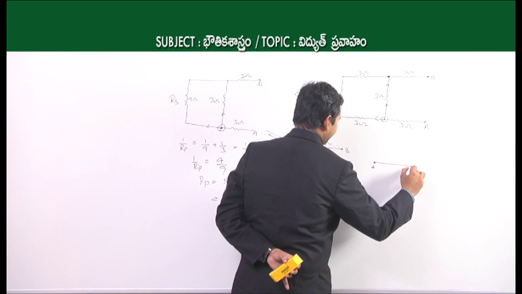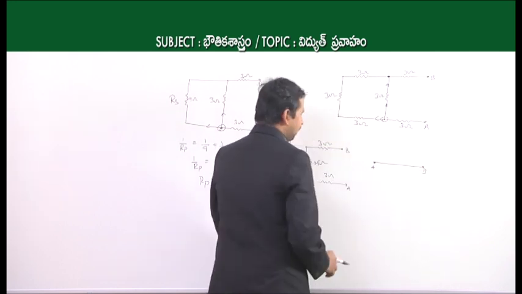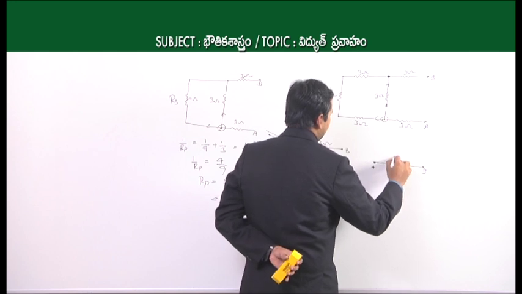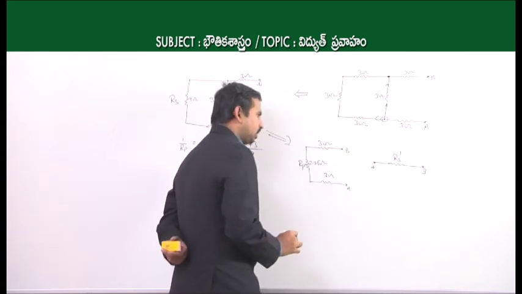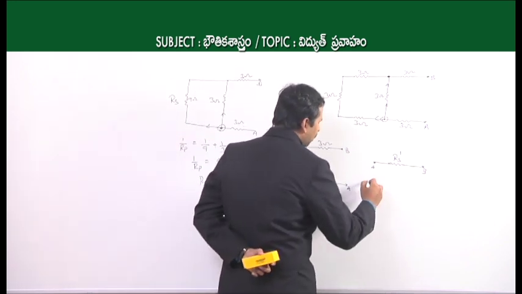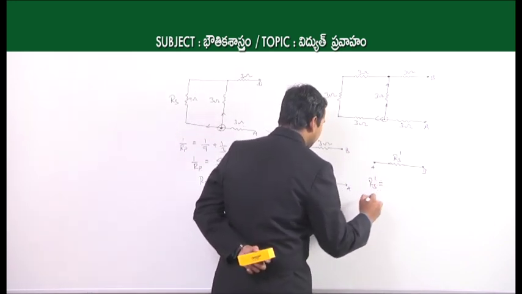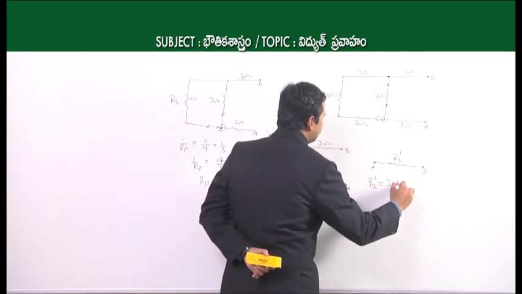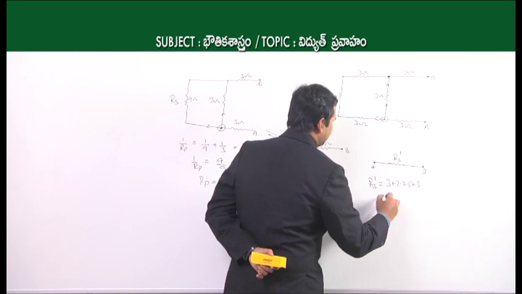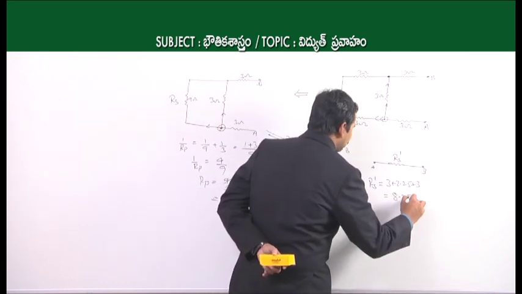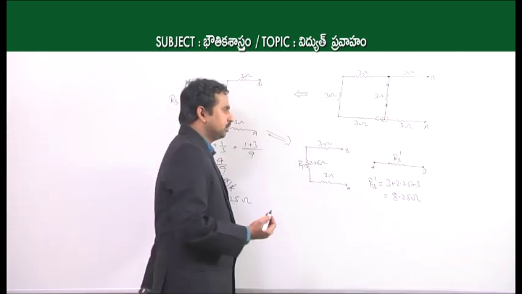Then the final equivalent resistance between A and B, which we call Rs dash, which we have to find, is equal to, as all are in series here, simply adding all three: 3 plus 2.25 plus 3. Then total it becomes 8.25 ohms, like this.